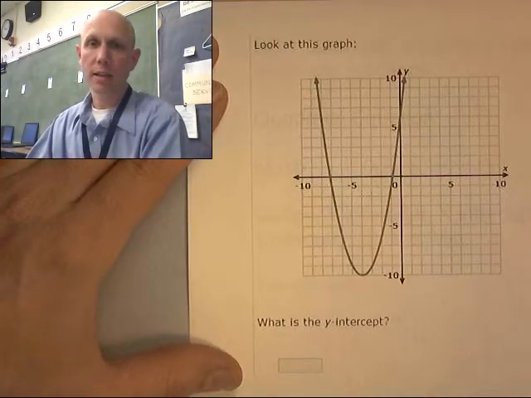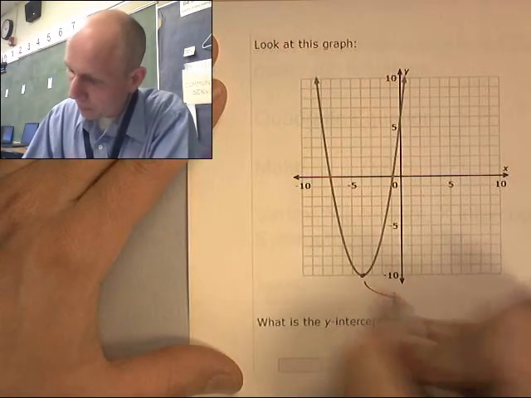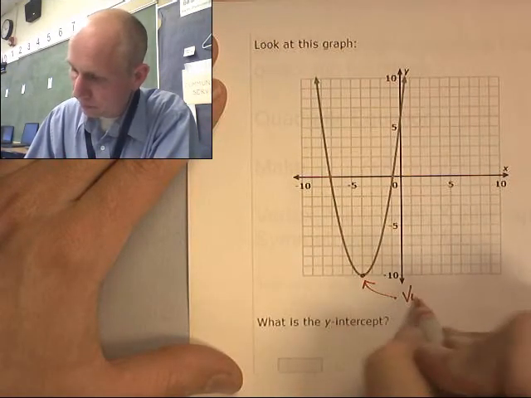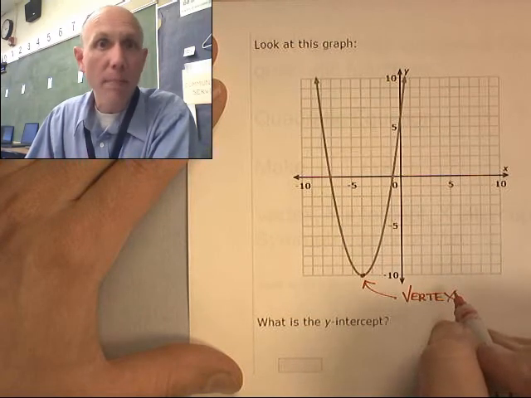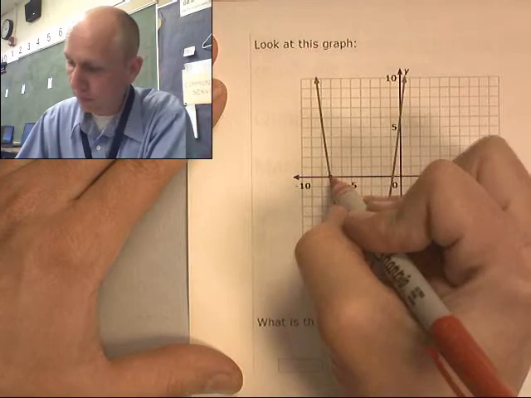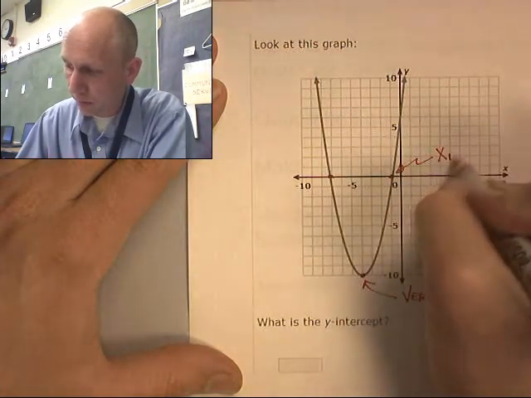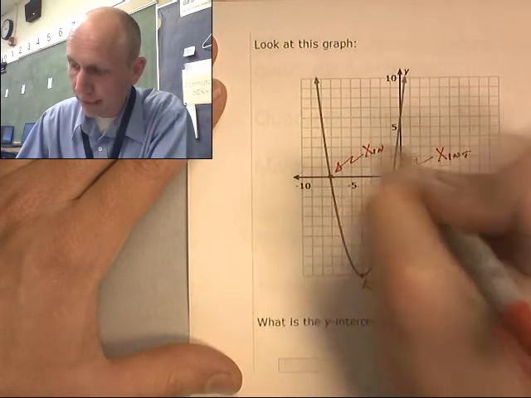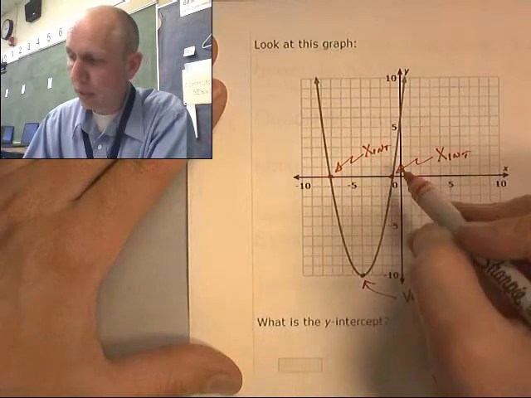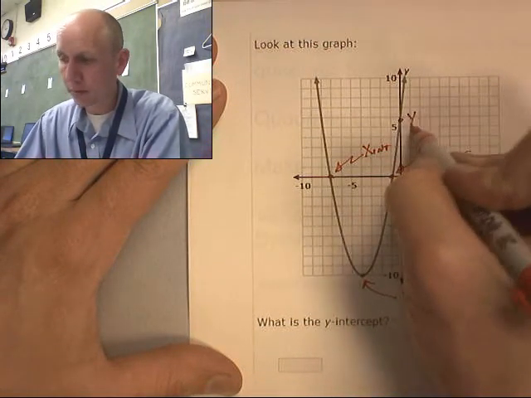All right. What should we start with? Vertex? There's the vertex. How about some x-intercepts? Right here, right there. There's an x-intercept. There's an x-intercept. How about a y-intercept? Well, the y-intercept is right about here.